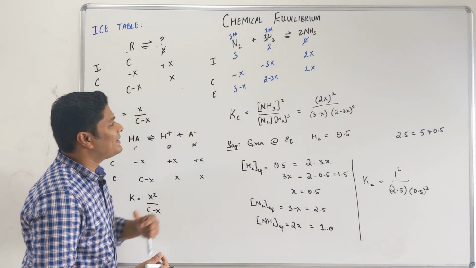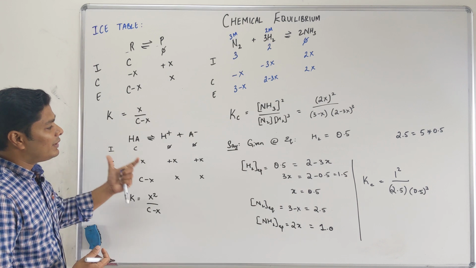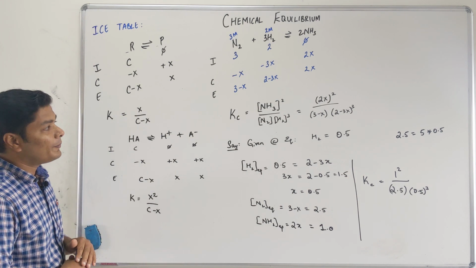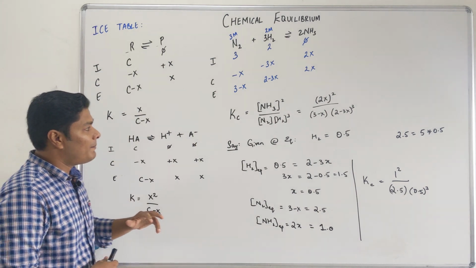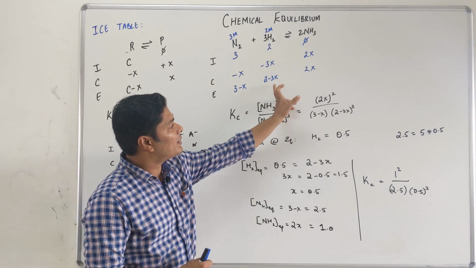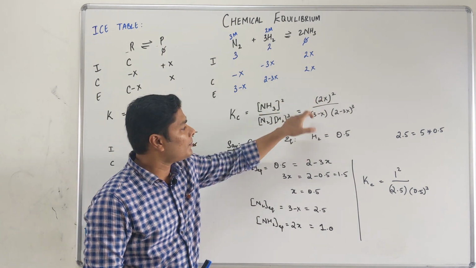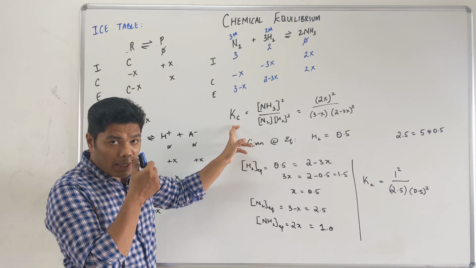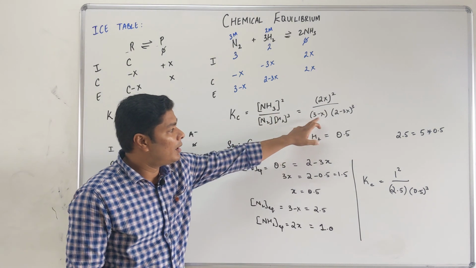Okay, now this is the basis of ICE table. ICE table will tell you how to set up, how to calculate the equilibrium concentration, so on and so forth. There are 2 patterns that can come. I can give you one of the concentrations in disguise and ask you Kc, or I can give you Kc, okay, and I can ask you to calculate x.